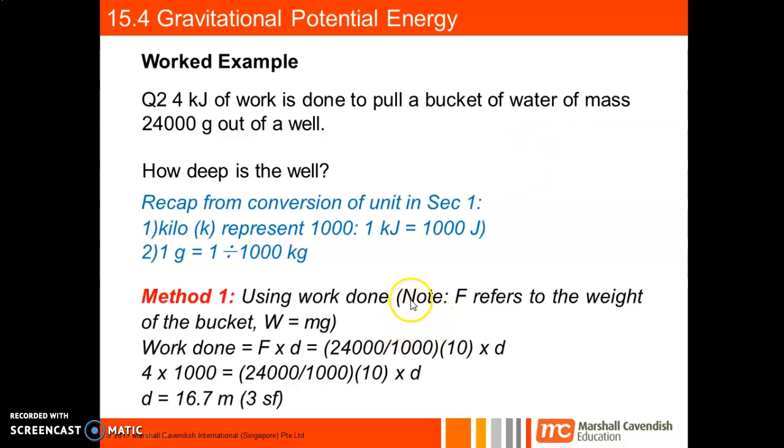There are two methods. Method one is we can use work done. Remember, work done always equals force times distance. The force in this case is actually the weight of the water.